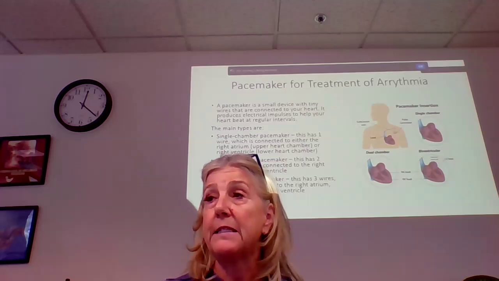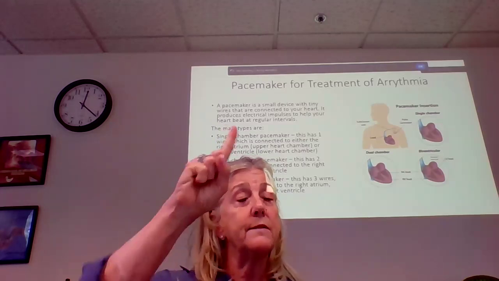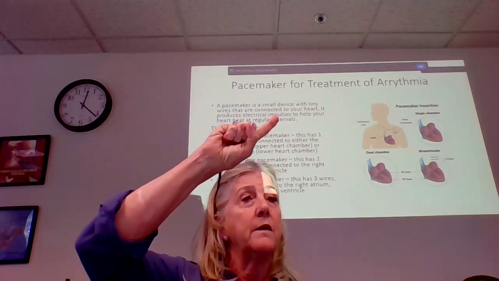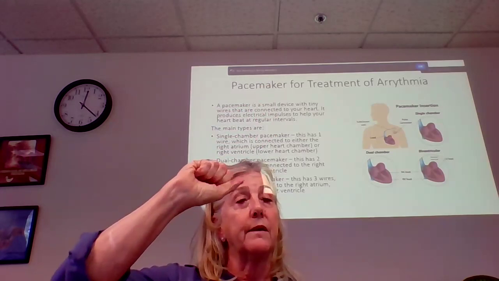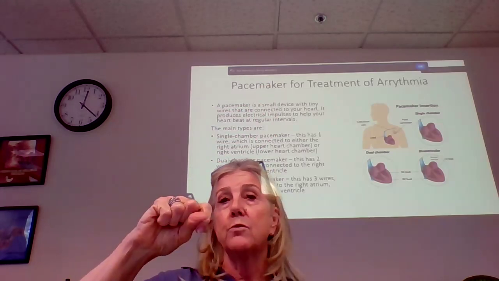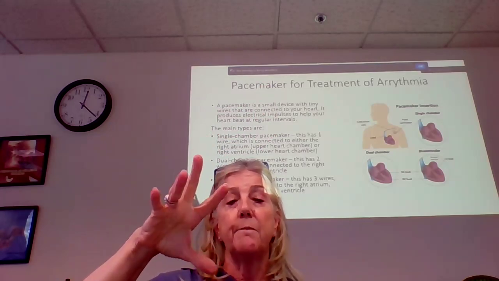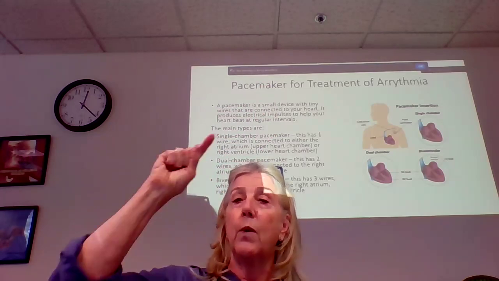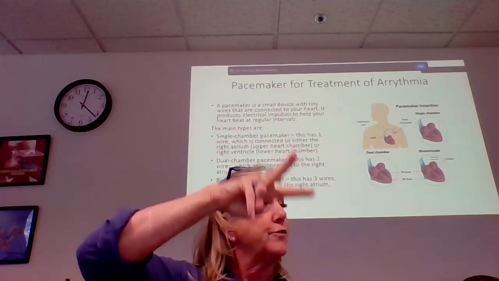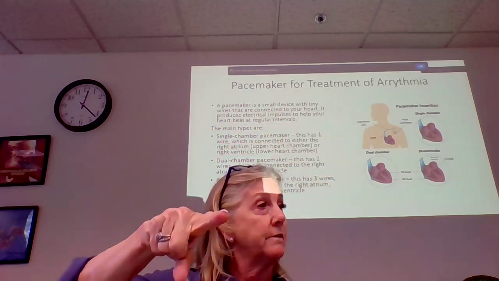There are different types of pacemakers. There are pacemakers that have one single wire that goes to either the right atrium or the right ventricle. There are dual chamber pacemakers, which go to the atria and the ventricle. And then there's a biventricular pacemaker, which has a wire that goes to the atria and then two wires that go to each ventricle.